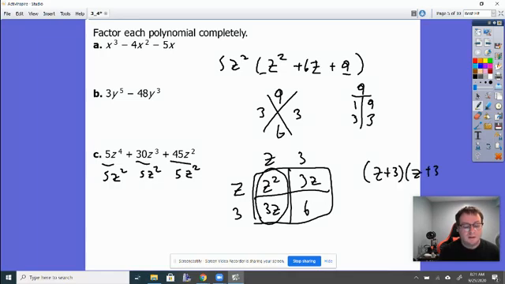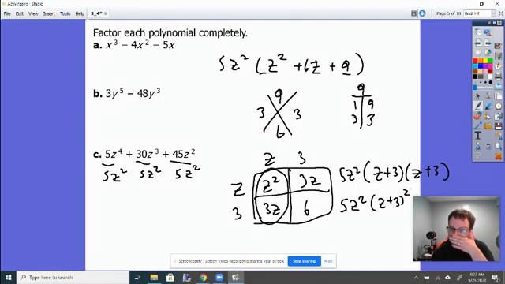Okay, so then I have z plus 3, z plus 3 and 5z squared. Okay, now depending on the program, depending on if you're on an ACT, you may need to combine those z plus 3's and say 5z squared, z plus 3 quantity squared. Okay, because remember, anything times itself is just a square. Okay, and that's the basics of factoring. And if you're comfortable with that, that's good. If you're not, make sure you are getting that extra practice.